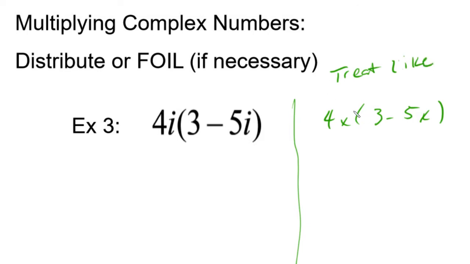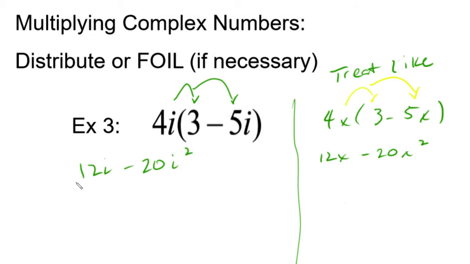What would you do? Well, that's not rhetorical, though I don't want you yelling at me. You just distribute, right? So you have 12x minus 20x squared. It's exactly the same up until here, right? But we have i's instead. So you distribute the 4i, and you get 12i minus 20i squared.